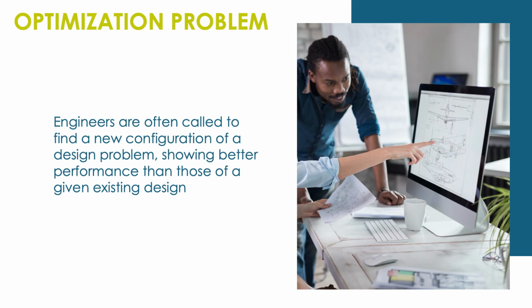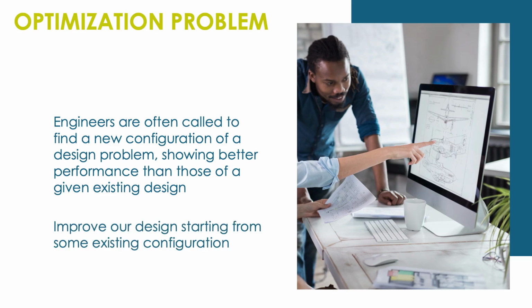So first, the main ideas about optimization problems. Engineers are often called to find a new configuration of a design problem, showing better performance than those of a given existing design. For instance, an airplane with a shortened wingspan carrying the same number of passengers, or an airplane carrying the same number of passengers with a lower fuel consumption. So actually, we need to improve our design starting from some existing configuration.